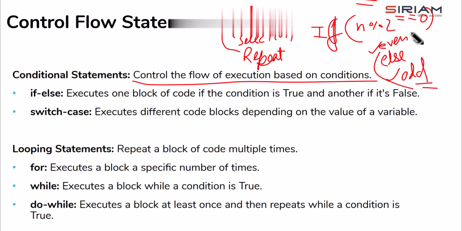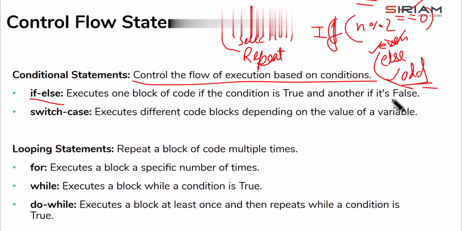So what is happening? We are selecting a specific line of code for execution depending upon some condition. That kind of statement is called a conditional statement, which controls the flow of execution based on some condition. One is called the if-else block, which executes one block of code if the condition is true and another if the condition is false. If the condition is true, the if block code gets executed. If the condition is false, the else block of code gets executed.